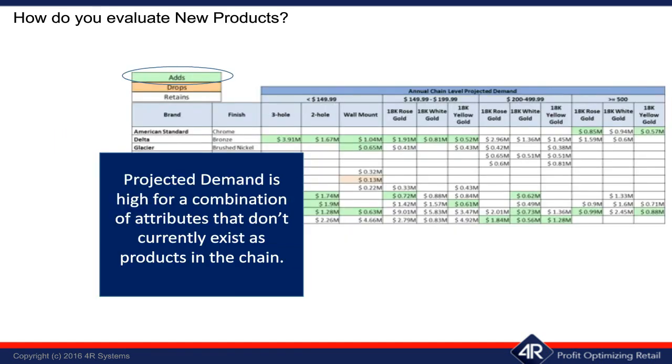So how can attribute demand help you evaluate new products? First, you can look for high projected demand of attribute combinations that don't currently exist in the chain. And we talked about this a little bit earlier on in the conversation. These could be products that are carried by your supplier or offer opportunities to partner and design new products. Additionally, by, again, understanding substitution among these attributes, you can determine if filling the white space will increase revenue or simply cannibalize other product sales.